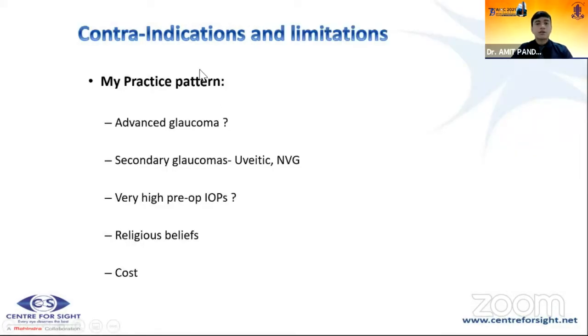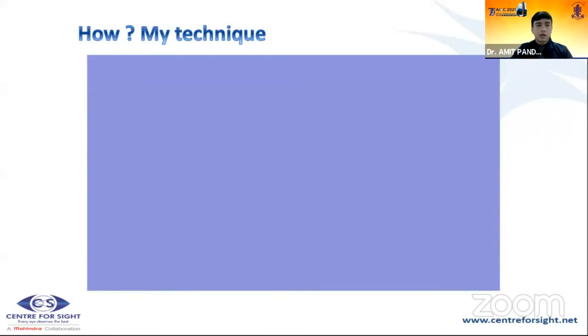Coming on to the contraindications and limitations, I usually avoid it in advanced glaucomas or in patients who require very large IOP reductions. In secondary uveitic and neovascular glaucomas also, I try to avoid Ologen. In Muslim patients, I tell them about the porcine origin of this implant, and only if they are okay with it do I go ahead with the surgery. Cost is the biggest limiting factor because the extra 8 to 10,000 has to be borne by the patient, and that is a limiting factor many times.